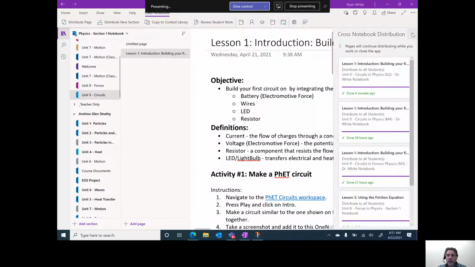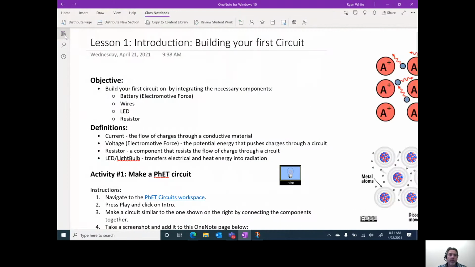Well, after we came up with this successful model, scientists were able to utilize that model and do some pretty cool things with it. And so this first lesson is going to be on circuits, right? And really, before we talk about circuits, we should probably talk about batteries, right? So let me share my screen here. Okay, screen. This is lesson 1 in unit 9.